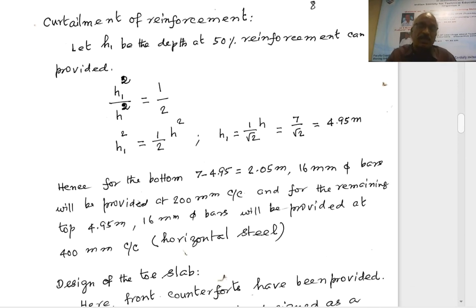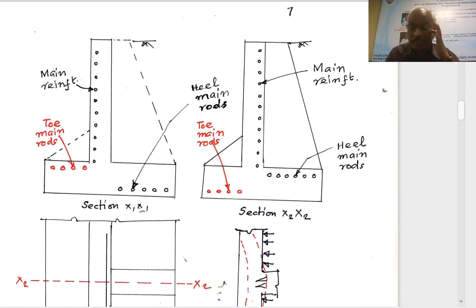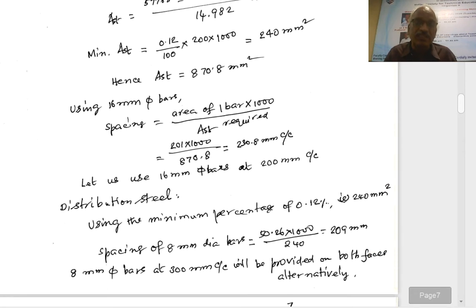Now we have decided the main reinforcement. Main reinforcement is 16 mm diameter bars at 200 mm center to center. This 200 mm center to center need not be provided up to the top, because we have considered the pressure at the highest value, that is at 7 meters. For that H we have just calculated this spacing. So when you go towards the top, H will become less, the pressure will become less, the bending moment will become less, so the area of steel required will also be less.